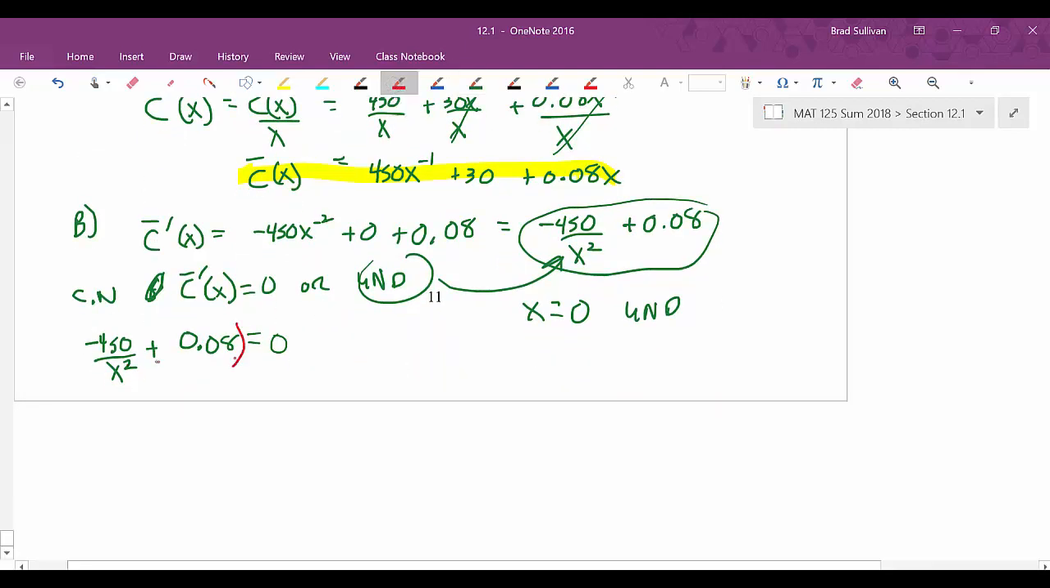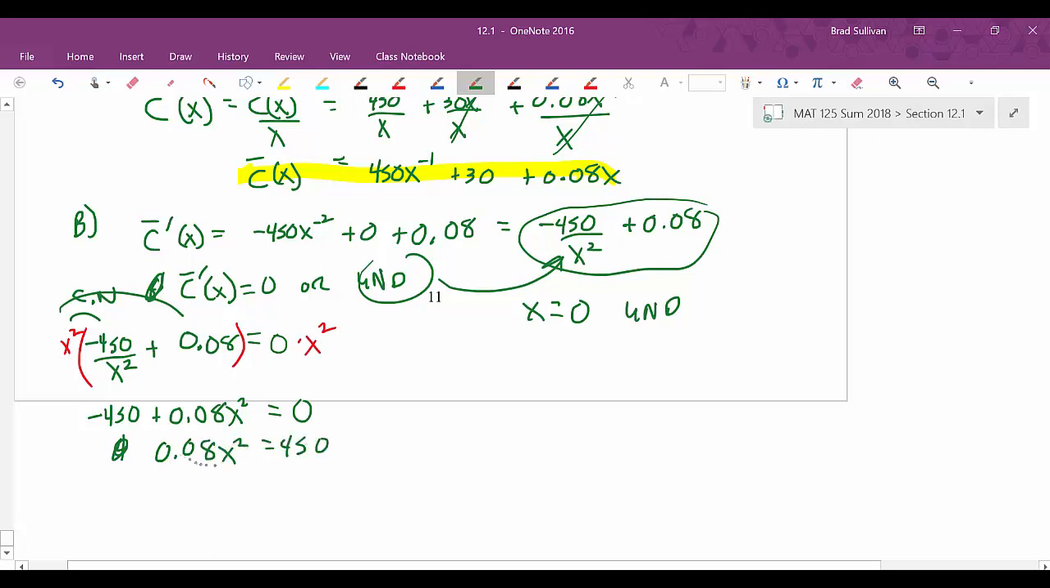Okay, what I'm going to do here is multiply both sides by x squared. So that's going to give negative 450 plus 0.08x squared. I'm just doing a distributive property. That cancels your x squareds, and that would be 0. Then I'm going to slide the 450 over to get 0.08x squared equals 450. I'm going to divide by 0.08, so I get x squared is equal to this.